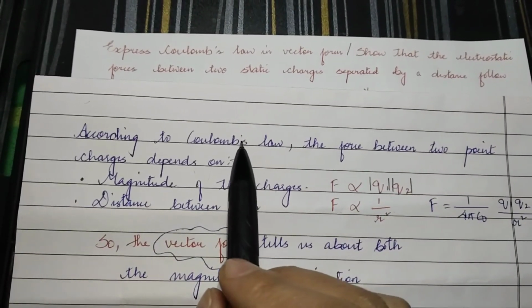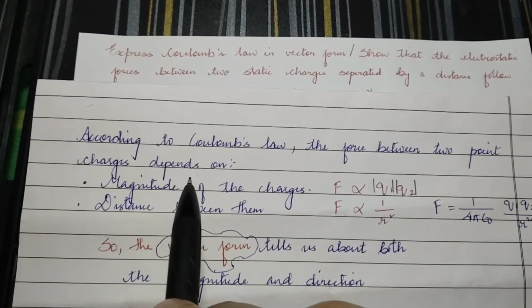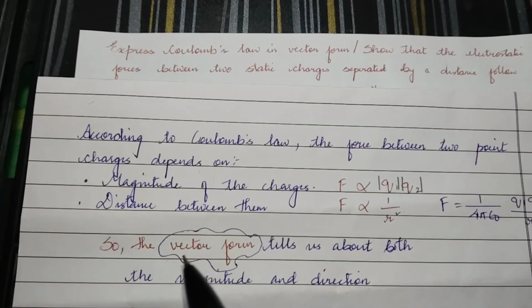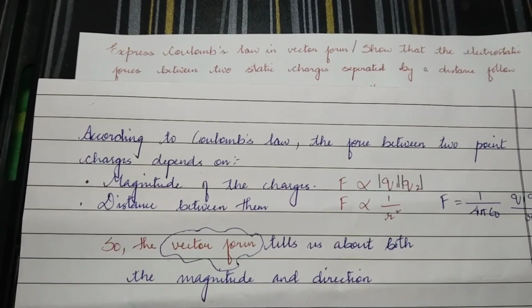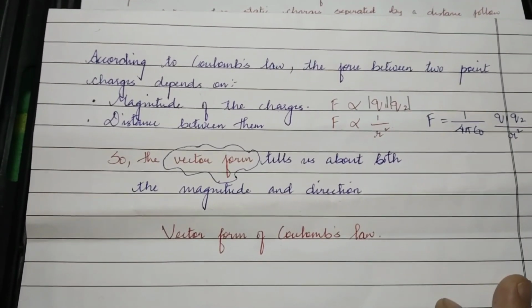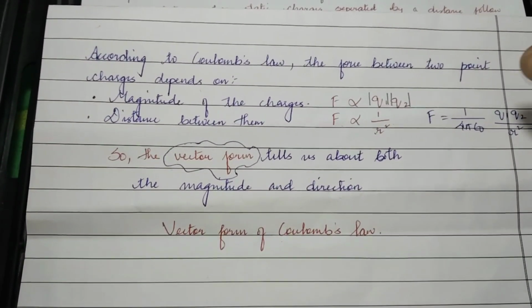So this Coulomb's law only told us about the magnitude. We were not aware of the direction. What the vector form tells us is both the magnitude as well as the direction. So in this topic today, we will be studying the vector form of Coulomb's law.